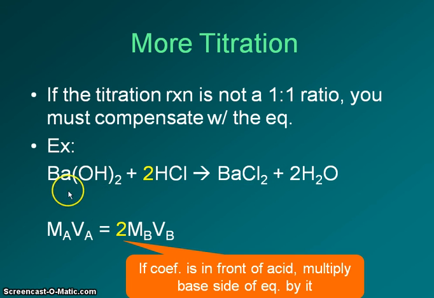So when I write my MAVA equation for this particular problem, wherever the coefficient is, I need to multiply the opposite side of the MAVA equation by that. So here I have a 2 coefficient in front of the acid, so I multiply the base side of the equation by that coefficient. If this were a 3, I'd multiply by 3. If it were a 4, I'd multiply by 4. It's whatever the coefficient is. If the coefficient were in front of my base, I would multiply it by the acid side of the equation. So it's always the opposite.